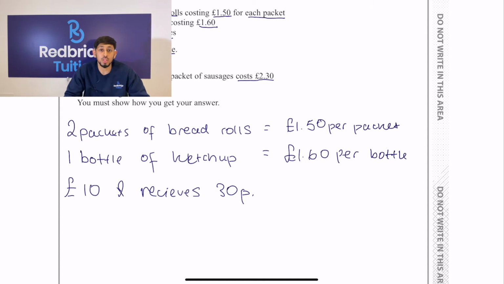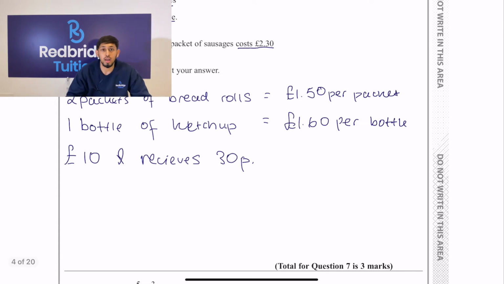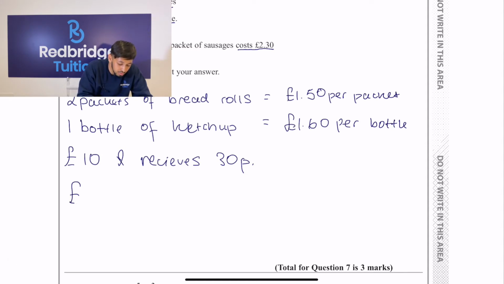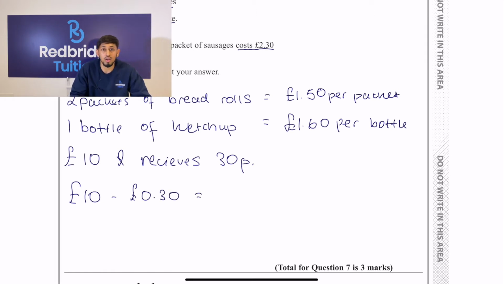So if she had paid with a £10 note and receives 30p change, that means we can work out the total cost of the ingredients. So how we do that is we will do £10 minus 30p, which is £0.30, and that gives us an answer of £9.70. So now we know that the total cost of everything came to £9.70.